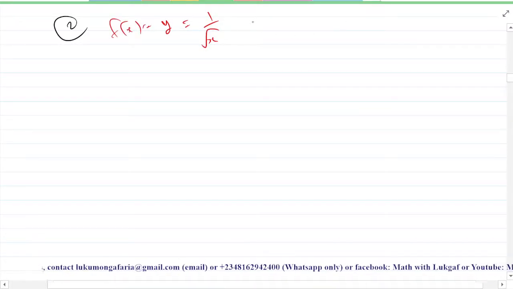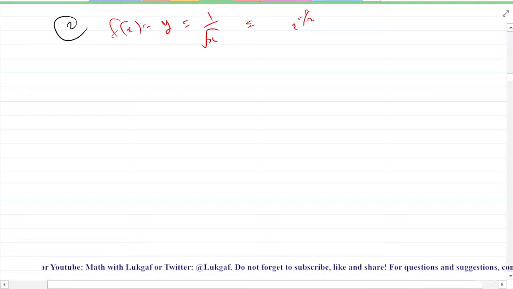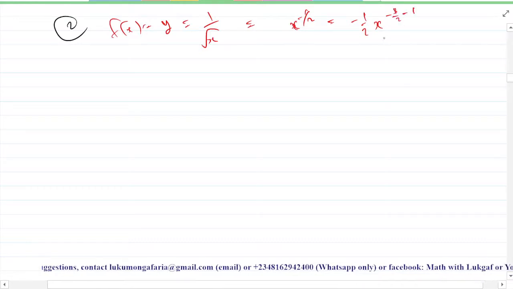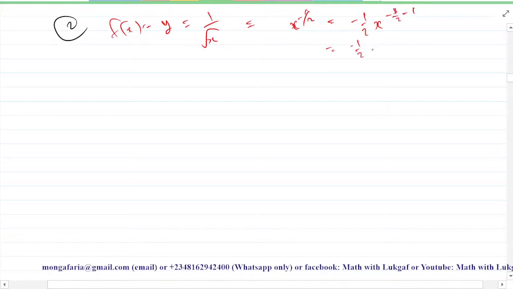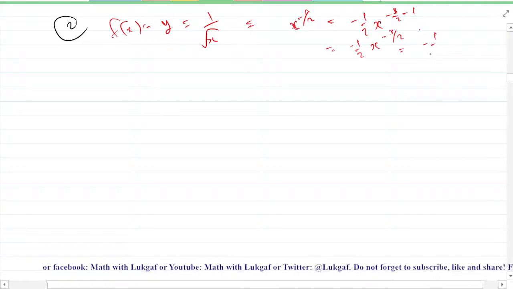Even before doing it, I can rewrite. Let's say I want to quickly check the value of what I'm going to obtain. This is the same thing as s raised to the power minus half, from your laws of indices. And when you differentiate it, this will give you minus half s raised to the power minus half divided by minus 1. And that's minus half s raised to the power minus 3 divided by 2.